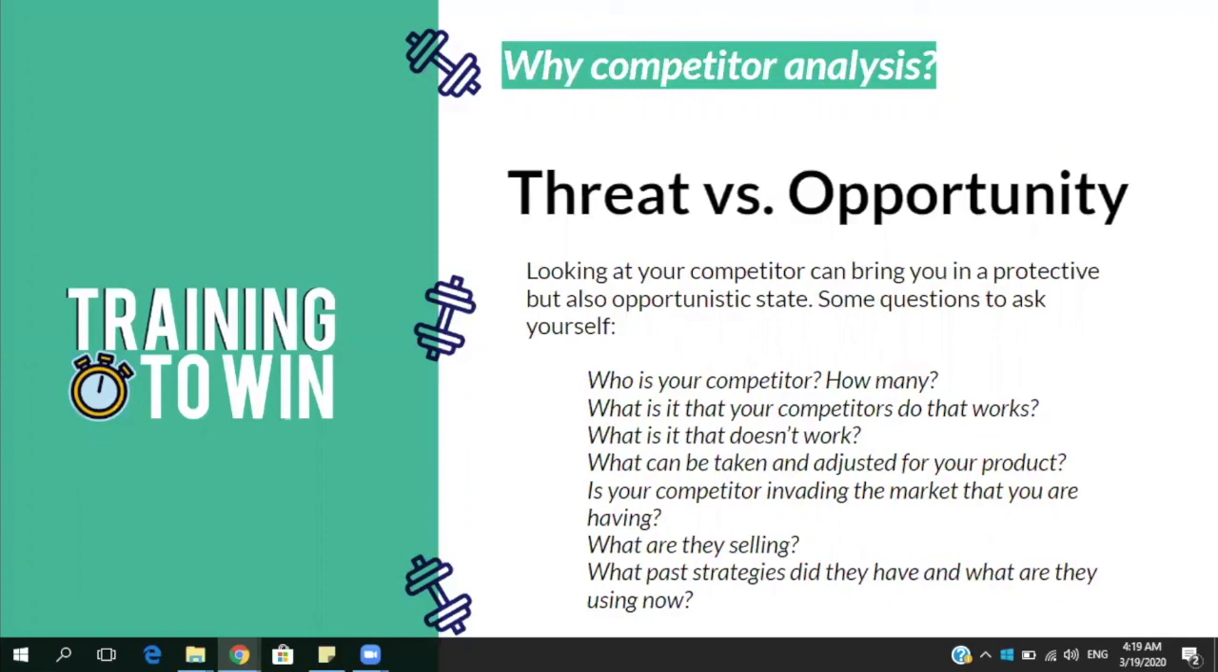There are some questions that you need to ask yourself. Who is your competitor and how many of them are there? What do your competitors do that works, so you can also use it? What do they do that doesn't work, so you know to avoid it? What can be taken and adjusted for your product? Is your competitor invading the market that you have, or do you just think they are, but actually they don't? What are they selling, what past strategies did they have, and what are they using now? We can learn from others' mistakes, right?